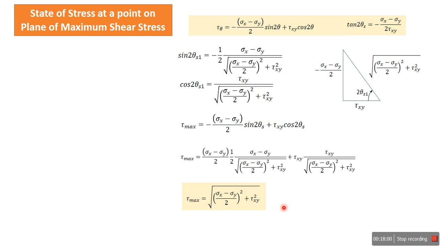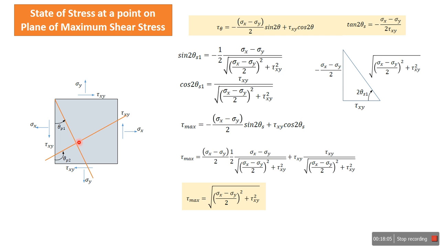Now let us try to mark the state of stress on the plane of maximum shear stress. So this is the diagram that we have drawn. We have marked the original element. We have marked two principal planes, and now we can mark the plane of maximum shear stress, because this is the principal plane, and at 45 degrees we can mark a plane of maximum shear stress. So this is pi by 2, that is theta s1, and it is pi by 2 plus theta p1. So theta p1 plus pi by 2 is theta s1.